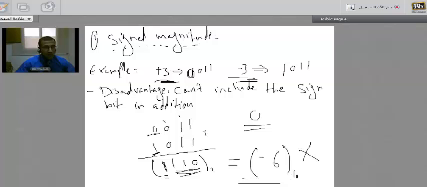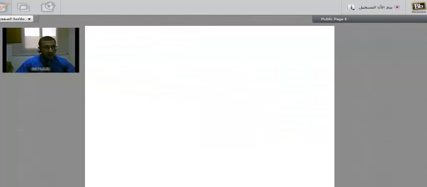Which is why we use the complement. So let's have a look at the first method of the complement, or the second in representing the negative numbers, which is the ones complement.